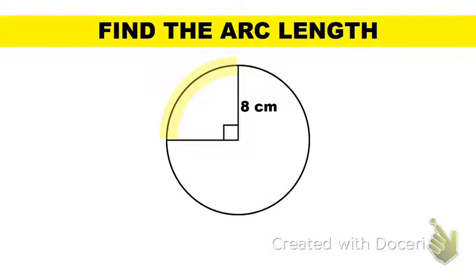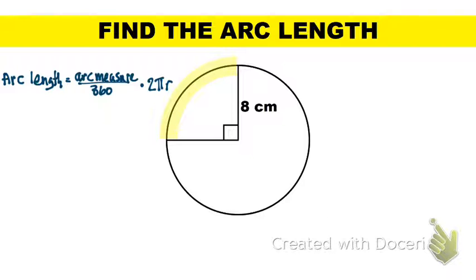In this problem, they're asking us for the arc length. The arc length formula is arc length equals arc measure over 360 times the circumference. And since they're giving us the radius in this problem, I'm going to use 2 pi r for the circumference.